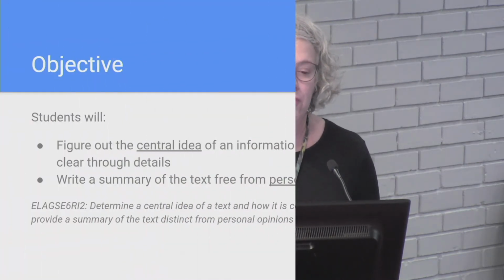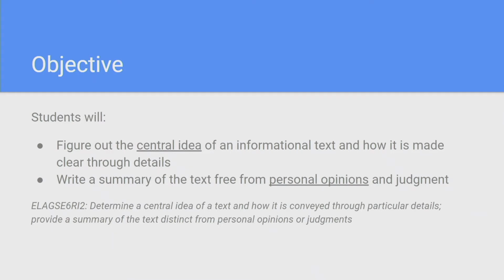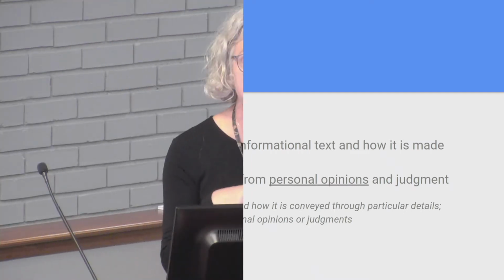So our objective for the lesson has 2 parts. The first part is that you will figure out the central idea of an informational text and how it's made clear through details. Once you find the central idea, you're going to find those key details that support or prove that central idea. The second part of the lesson will be to write a summary of the text. Now your summary is going to be free from personal opinions and judgment. We'll talk about those a little later after we write the summary.